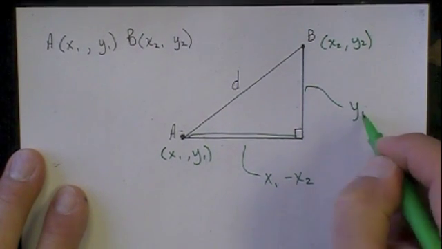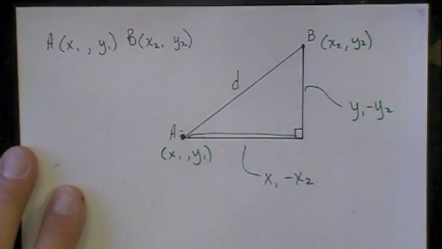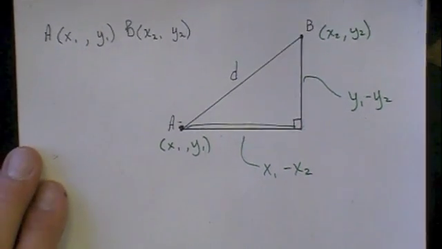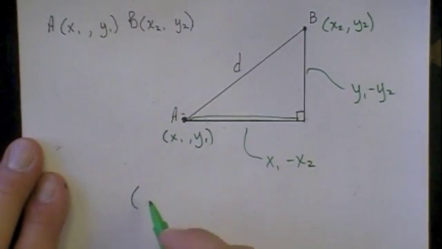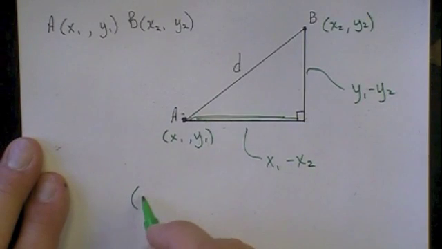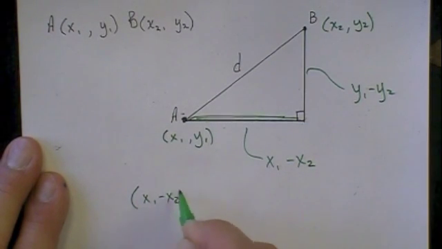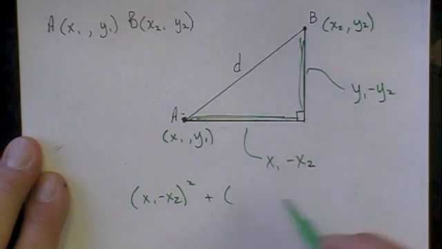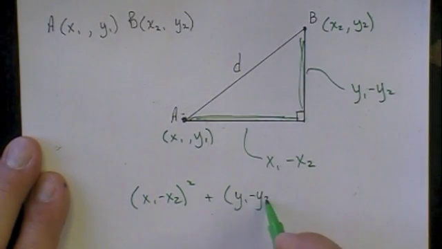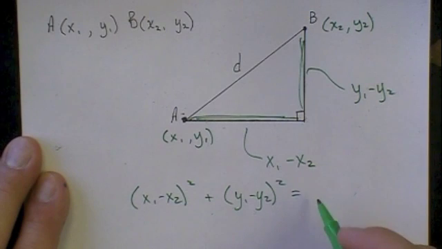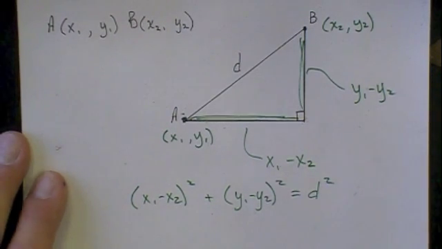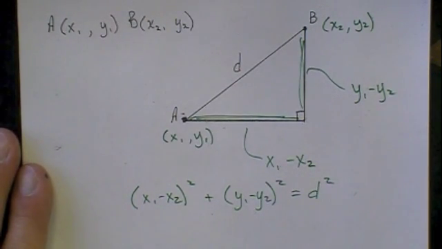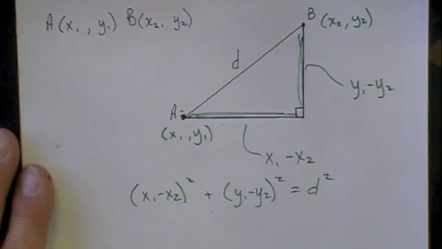values, y1 minus y2. And now using the Pythagorean theorem, we can set this up where we find the length of this leg, x1 minus x2 squared, plus the length of this leg, y1 minus y2 squared, and that will give us the length of our segment, d squared. That is the distance formula, which comes from the Pythagorean theorem.